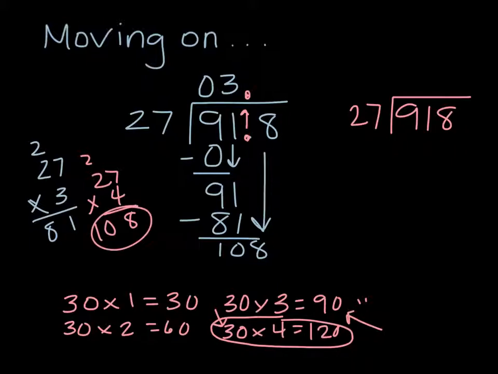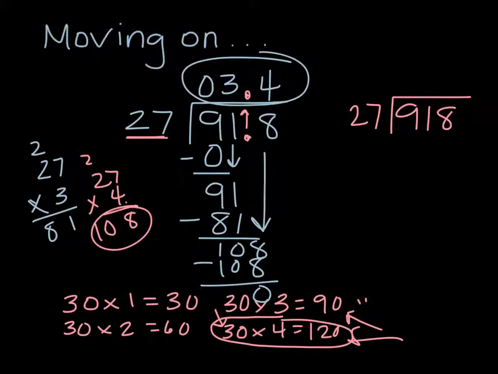So even though my estimate was too high, the actual grouping of my divisor, that will work. So 4 groups of 27 is 108 exactly. Sorry about that. So my answer here is 3 4/10.